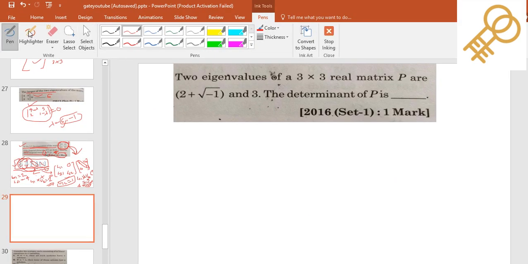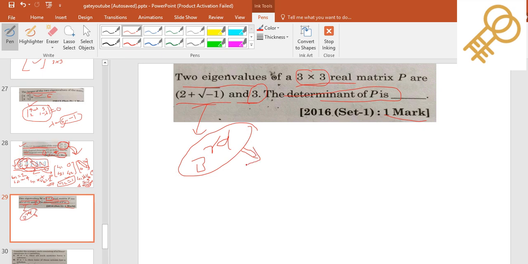So it was asked in 2016 for 1 mark, and the question says that two eigenvalues of the 3 cross 3 real matrix P are 2 plus root of minus 1 and 3. Find the determinant of P. They have given the eigenvalues of the matrix, and it is a 3 cross 3 matrix, so definitely you will have 3 eigenvalues, but they have given only 2. So that is the concept here. You have to find the third eigenvalue. That is the main reason behind giving this question.